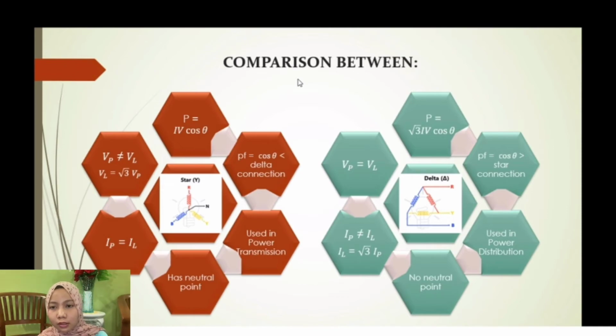For delta connection, VP equals VL. IP is not equal to IL. To calculate IL, IL equals square root 3 times IP. The power factor equals cos theta, and the power factor for delta connection is always greater than star connection. Delta connection is usually used in power distribution, and it has no neutral point.